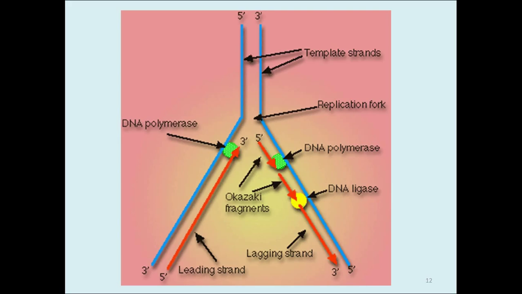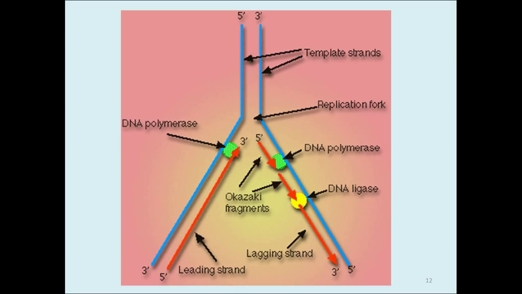Because of this, after each segment is added, the DNA polymerase has to go back to the replication fork, a new RNA primer must be added, and then a new section can be made. Once all of the Okazaki fragments have been added, and the leading strand is all the way at the end, elongation is over. The Okazaki fragments will then be connected using the enzyme DNA ligase.